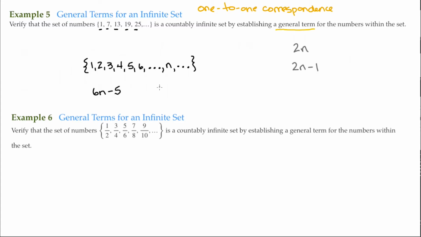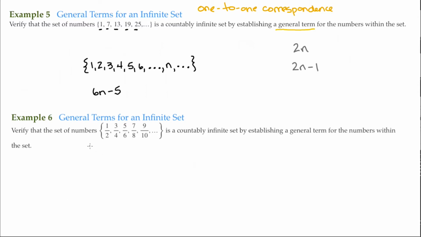So the term that establishes this set and shows that it is countably infinite would be 6n minus 5. How do we know it's countably infinite? Well, because we're using the value n that represents our counting numbers, and we know that our counting numbers are infinite, so therefore this general term has got to be infinite, and this general term represents this set, so this set has also got to be countably infinite.